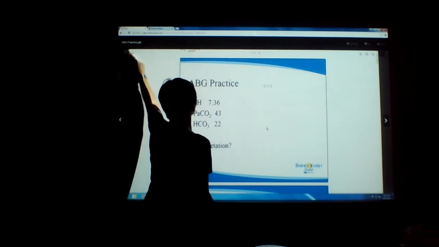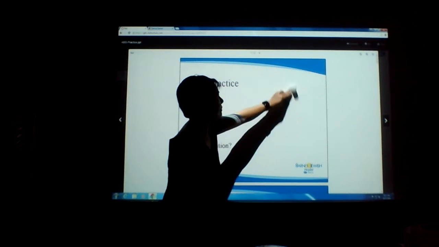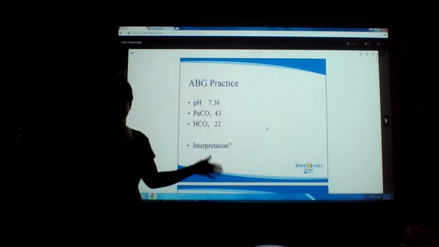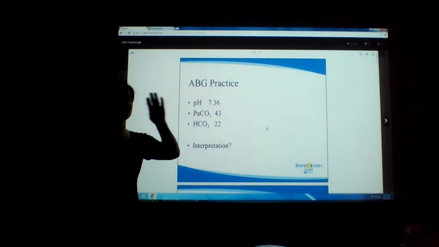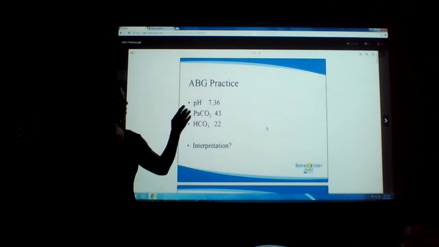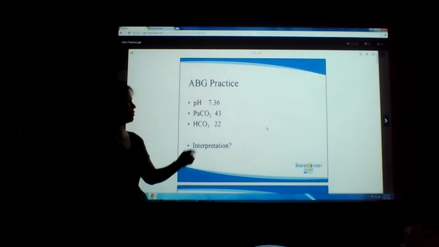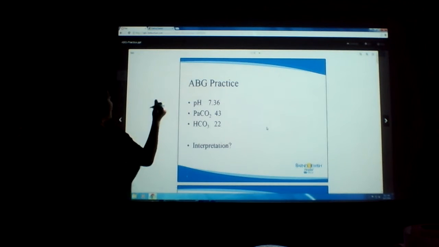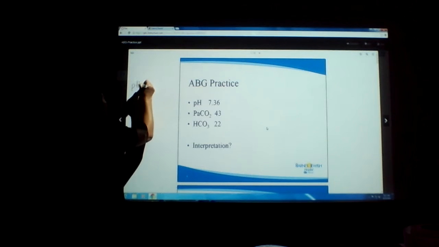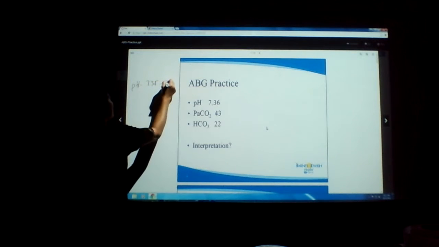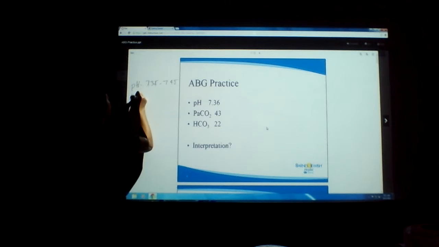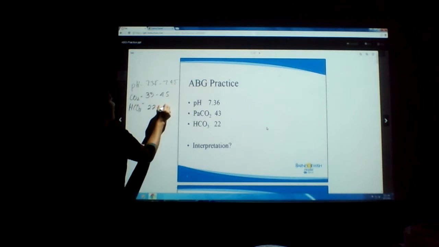You'll be given, but the test you will be given, after this one, the next PowerPoint will show you different clinical scenarios. So what about if you're just given this one? First, you always need to remember the normal pH, 7.35 to 7.45. The PCO2 is 35 to 45. And then the bicarb is 22 to 26.